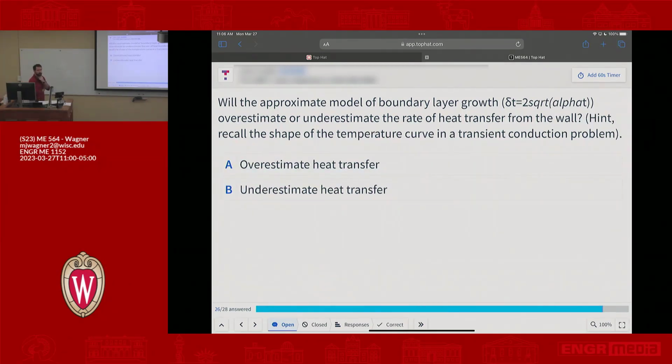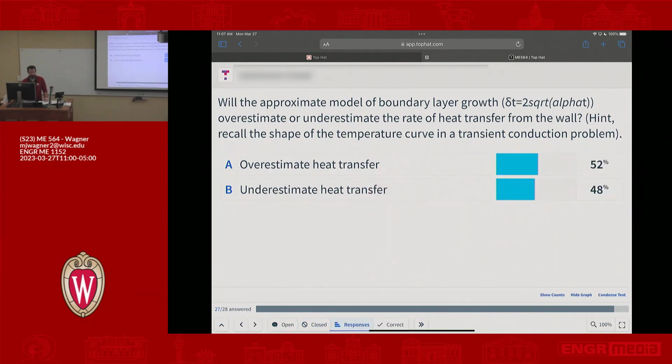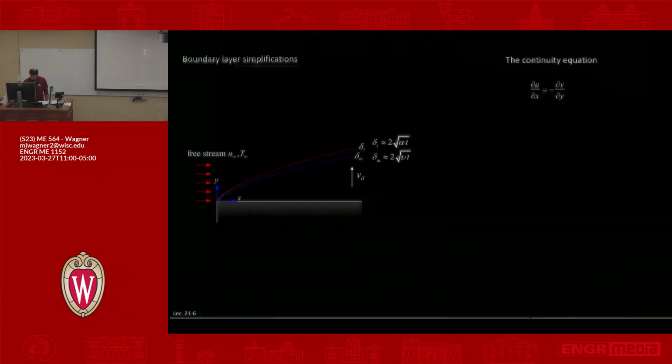Okay, all set? All right, so let's see. All right, so we're split. So the correct answer is our approximate model will underestimate heat transfer. Okay, so let's think about why that is the case.